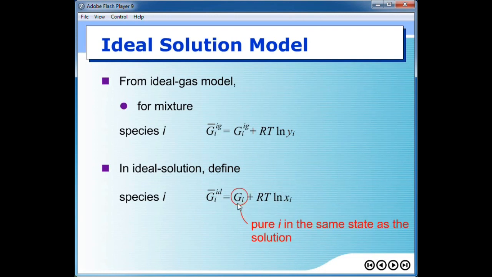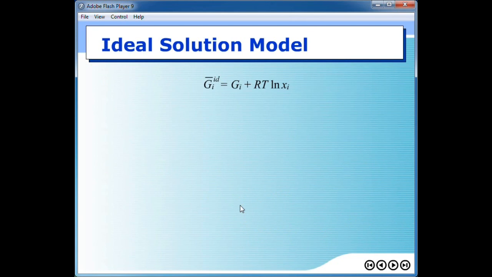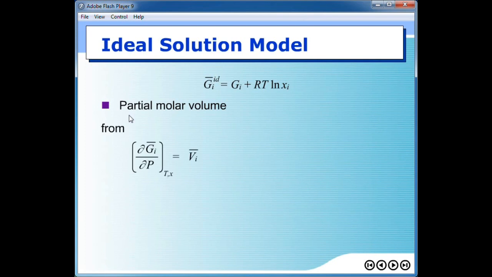Note that the free energy of pure species i in this case is supposed to be the same state as the solution, so essentially we are looking at the liquid properties at the moment. Now, once we get this equation, we have to repeat the process like what we did for ideal gas mixture, in the sense that once we get Gibbs free energy, we can find other properties from Gibbs free energy. The first one that we have to find is partial molar volume.